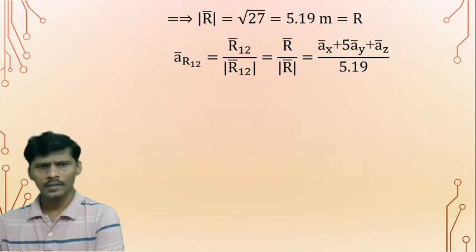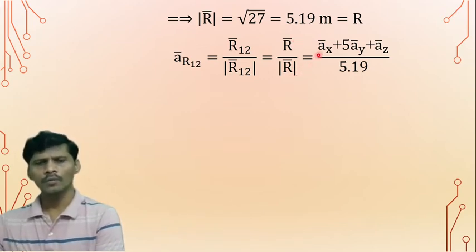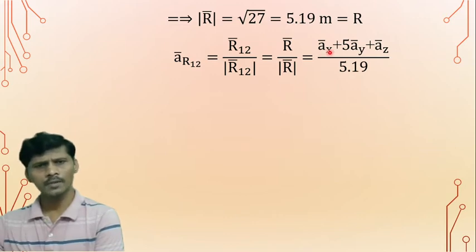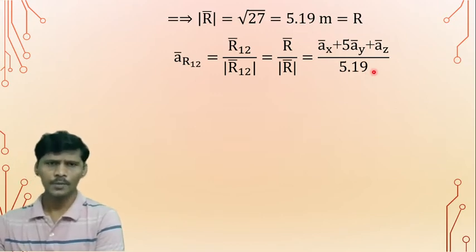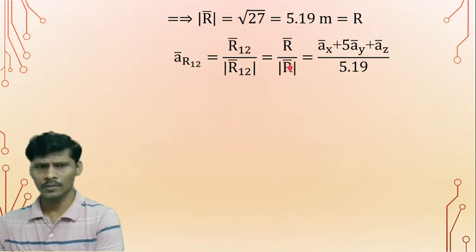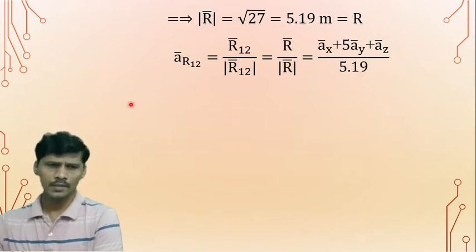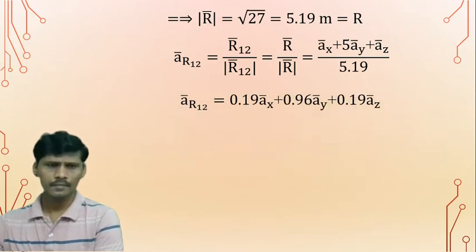And the distance vector r bar is ax bar plus 5ay bar plus az bar. Unit vector ar bar is equal to r bar divided by magnitude of r bar. What is the distance vector r bar? ax bar plus 5ay bar plus az bar. And what is the magnitude of r bar? 5.19. Substitute r bar and magnitude of r bar values into here. We get unit vector ar bar or ar12 bar. So from the given data, represent in terms of unit vectors.